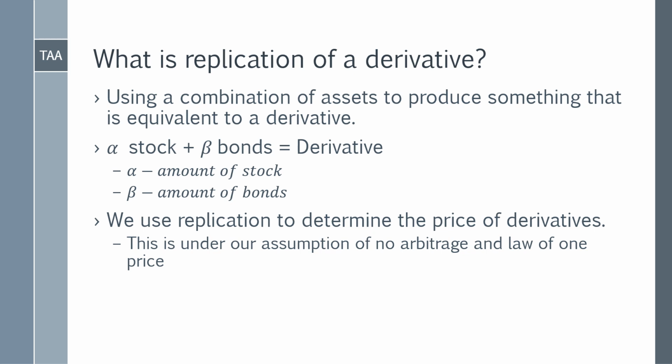Now why would we want to use replication? The idea behind it is we want to determine the price of derivatives. So basically what we're doing is we're getting a combination of assets that we know the price of, and then because we're making something that's equivalent to a derivative, using our assumption of no arbitrage and the law of one price, we are then able to determine the price of the derivative.